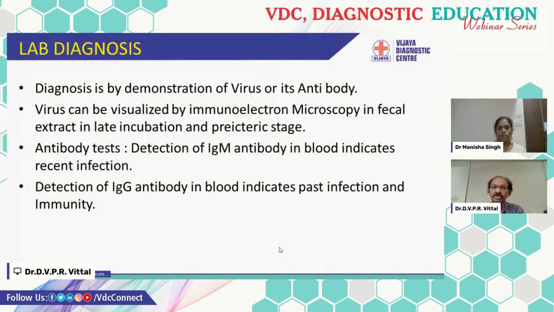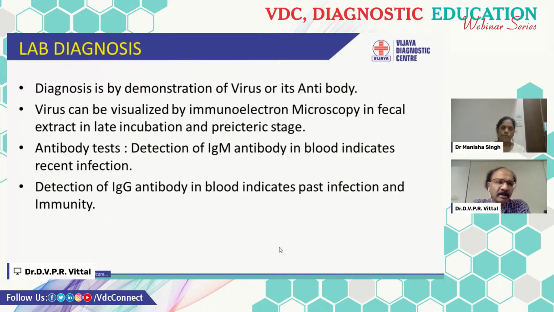That is, by the demonstration of the viral particle or the antibody to the virus. The demonstration of the virus is by immunoelectron microscopy, which is done in the fecal extract during the late incubation period or the pre-icteric stage of the disease. In these two stages, usually we can see the viral particle under the electron microscope. As we know, electron microscopic procedures are very tedious and difficult.